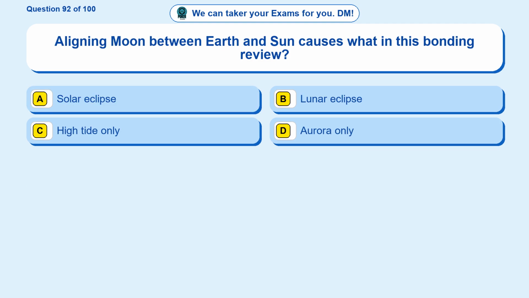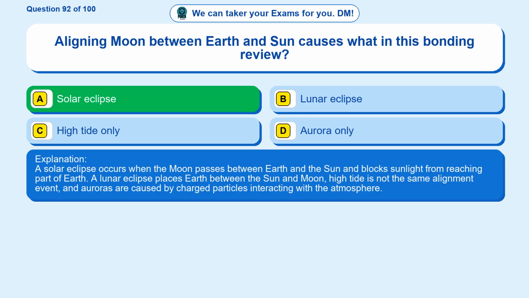Question 92. Aligning moon between Earth and Sun causes what in this bonding review? Option A, solar eclipse. Option B, lunar eclipse. Option C, high tide only. Option D, aurora only. The correct answer is option A. Solar eclipse. A solar eclipse occurs when the moon passes between Earth and the Sun and blocks sunlight from reaching part of Earth. A lunar eclipse places Earth between the Sun and Moon. High tide is not the same alignment event, and auroras are caused by charged particles interacting with the atmosphere.